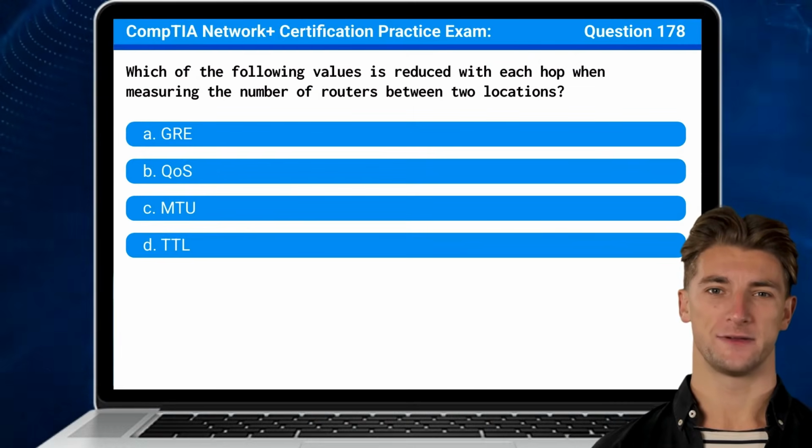Question 178. Which of the following values is reduced with each hop by measuring the number of routers between two locations?